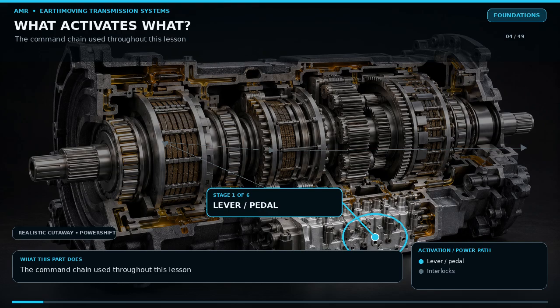On a modern machine, moving the direction lever does not usually apply a clutch directly. The lever sends an electrical input to a transmission controller. The controller first checks conditions such as parking brake status, neutral start logic, seat or armrest switch, engine speed, oil temperature, transmission speed, and active faults. If the command is permitted, the controller sends current to a proportional solenoid. The solenoid moves a pilot valve.